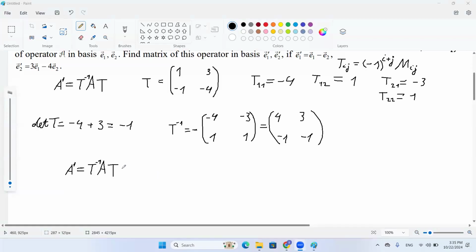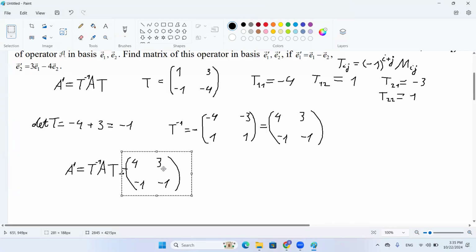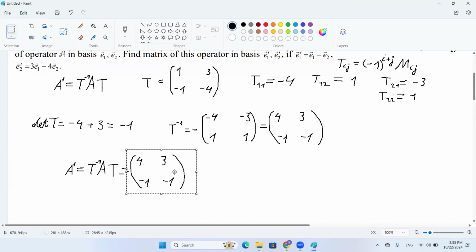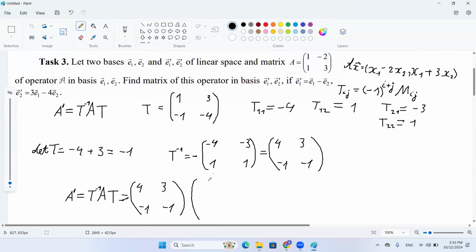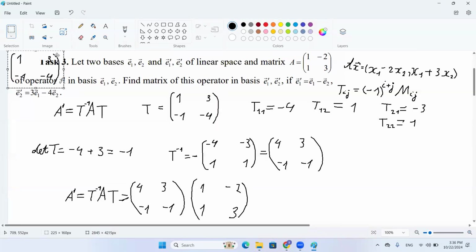Okay, now let's continue. So first of all, we take matrix T inverted, and then matrix A, 1, 1, and -2, 3, multiplied by matrix T initial.